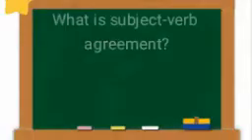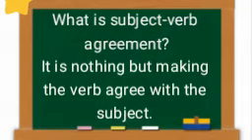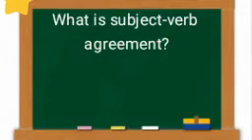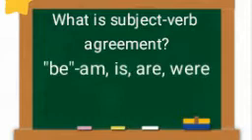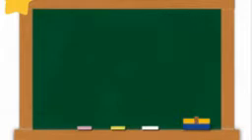So, what is subject-verb agreement? It is nothing but making the verb agree with the subject. You need to use the right version of the verb to make the agreement look good. For example, there are different versions of the verb be, like am, is, are, which are used differently if you use she, he, they, you, and we. If you are a bookworm, you probably get these very easily, but it never hurts to know your grammar rules.